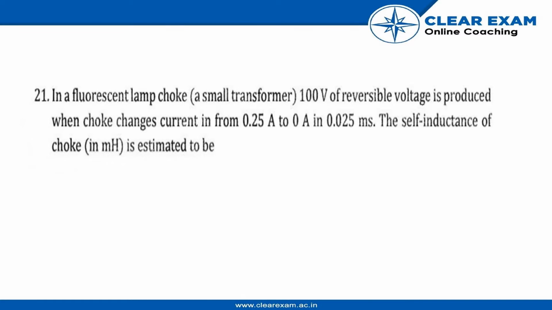So in this question we've been given that in a fluorescent lamp choke, 100 volts of reversible voltage is produced when the choke changes current from 0.25 ampere to 0 ampere in 0.025 milliseconds. The self-inductance of the choke is estimated to be, and we have to find it in millihenry. So the self-inductance of the choke is to be found.